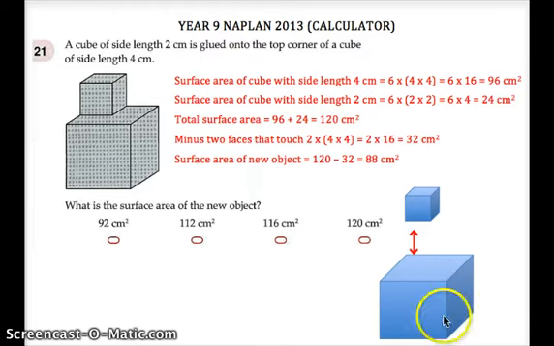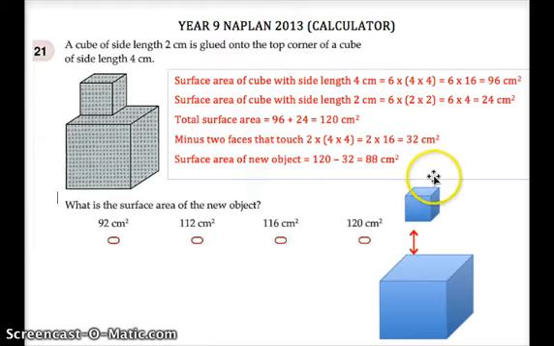There are 6 faces on each cube. The area of this face is 4 times 4, which is 16. So the surface area of this cube is 6 lots of 4 times 4, which is 6 lots of 16, which is 96 centimeters squared. Now, the surface area of this small cube is calculated in a similar method.